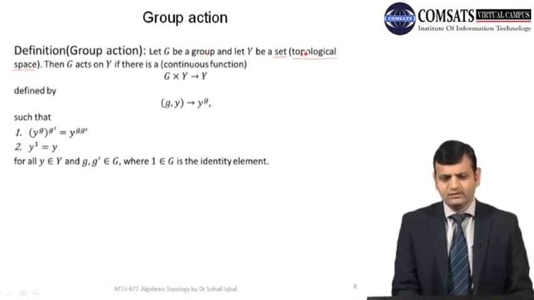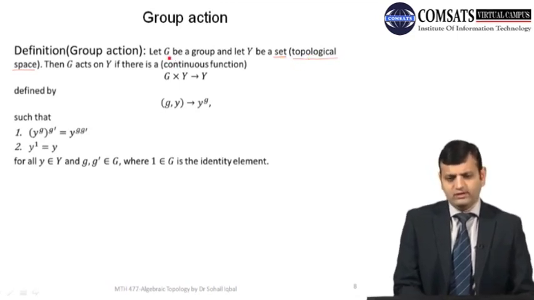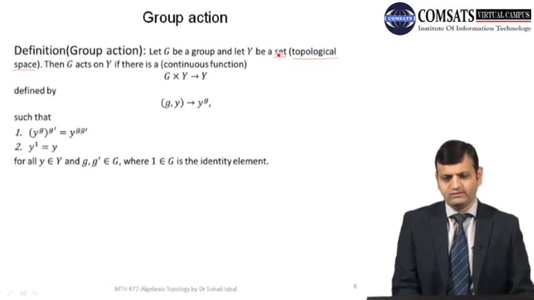Let's first ignore the words topological space and see what this definition is, and then we will see what the definition is if we replace the word set with topological space. Okay, so let G be a group and Y be a set. We are not requiring anything else, just a set. Of course every group is a set as well, and so we can replace this set with a group. We can replace it with a topological space. We can replace it with anything which satisfies the definition of a set.